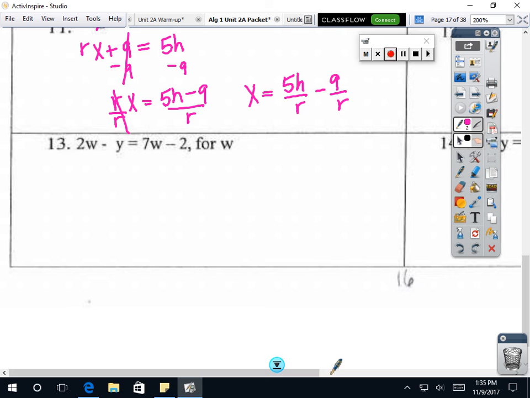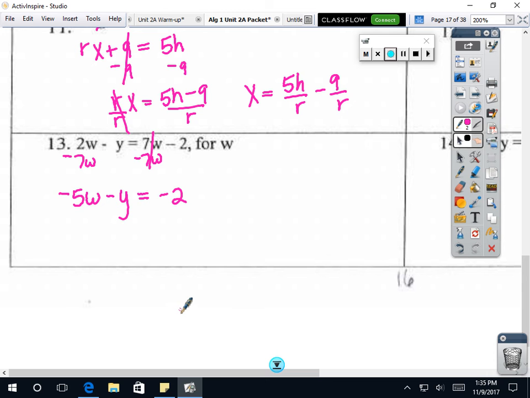It doesn't really matter. It's just preference. A lot of people like for the variable they're solving for to end up on the left. So we'll subtract the 7w, cancel it on that side, and move it to the left side, making that how many w's? -5. Then we'll bring down this minus y and the equal sign and the -2.